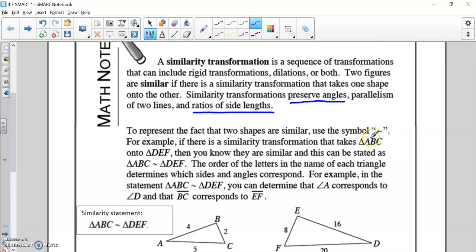When we're using symbolism to talk about similarity, this squiggly line is what we're going to use in our similarity statements. So for example, here's one: triangle ABC is similar to triangle DEF. This symbol right here is the "is similar to" portion of that sentence.